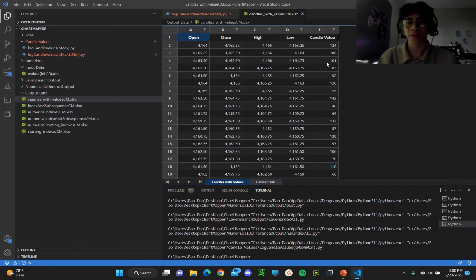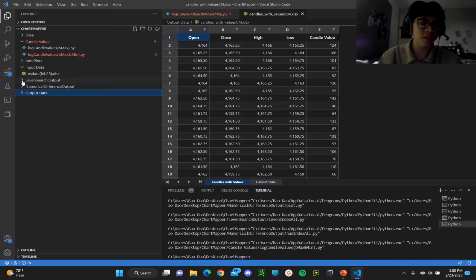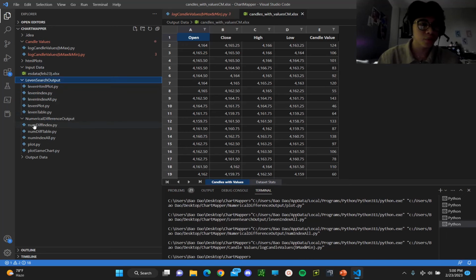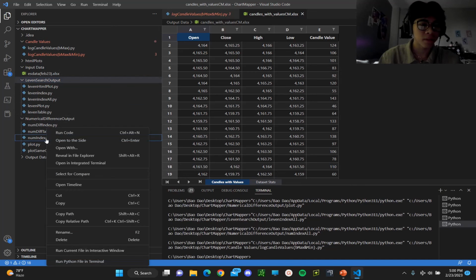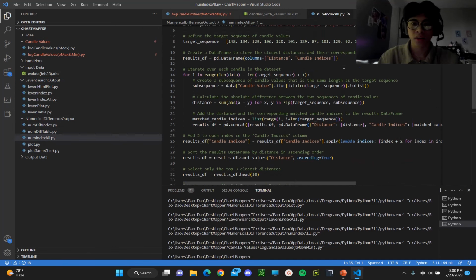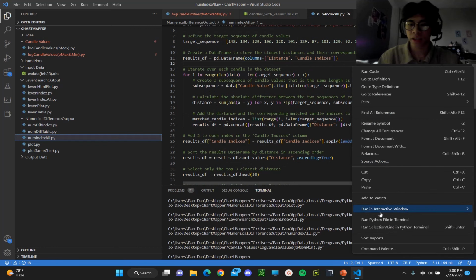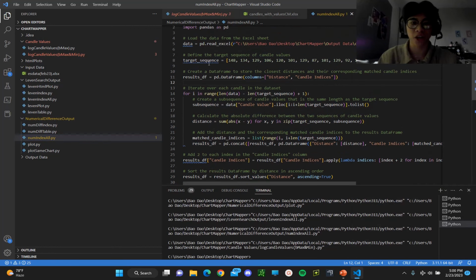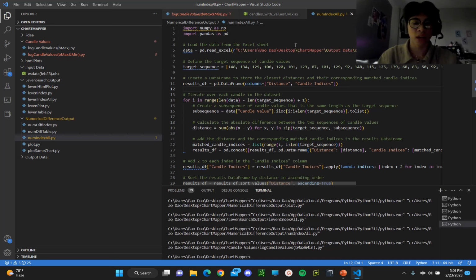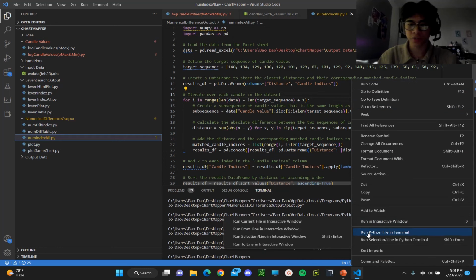Once you've assigned a value to every single candle, now you're able to run a search. There are different search methods, like the Levenshtein search and the numerical search, so you can do both. This code right here searches for a target sequence. This is what I was talking about earlier, where you have to input directly exactly what you're looking for inside the code itself, and then it'll run a search based off of that.